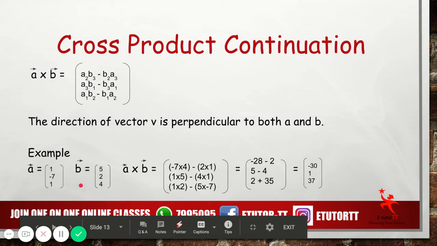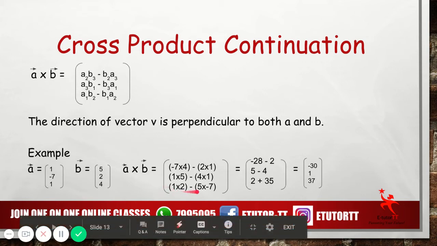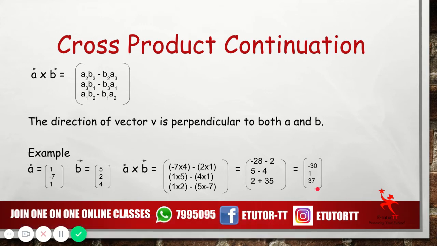Then we go 1 times 2 minus 5 times negative 7. So we get 2 minus negative 35. And we know a minus times a minus is a positive, turns out to be a positive number. A minus times a minus is a plus. So we get 2 plus 35, which is equal to 37. So the cross product of A and B in this case is negative 30, 1, 37.